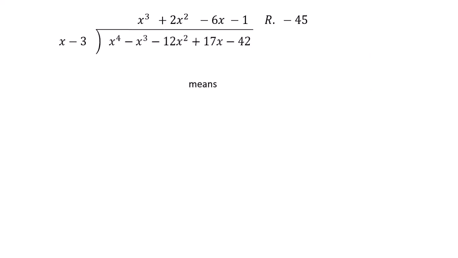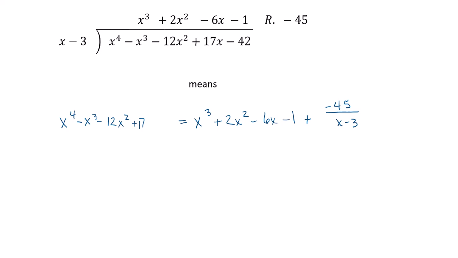So when I've done long division and I end up with a remainder, this actually means that I have x cubed plus 2x squared minus 6x minus 1 plus a negative 45 over the divisor is equal to x to the fourth minus x cubed minus 12x squared plus 17x minus 42.